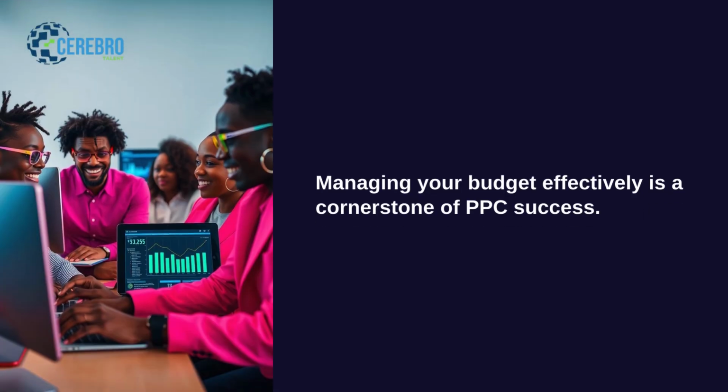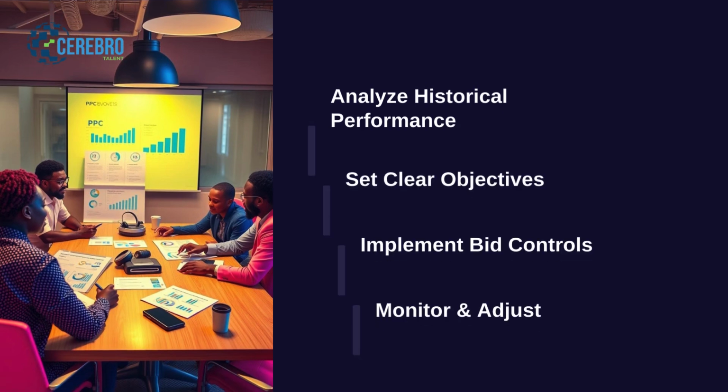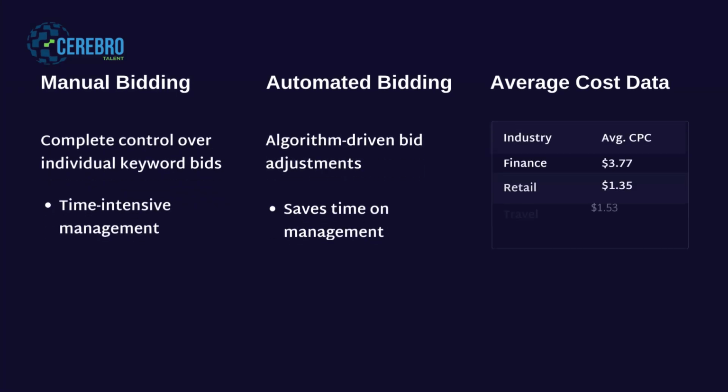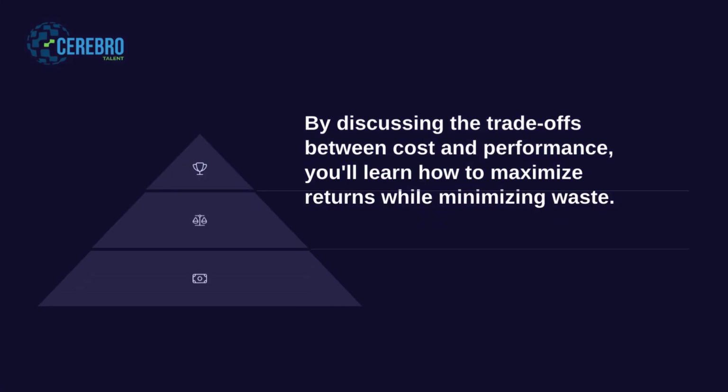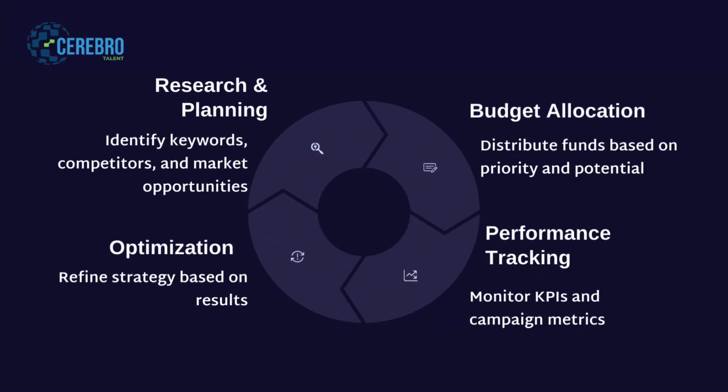Managing your budget effectively is a cornerstone of PPC success. In this scene, we outline strategies for setting realistic budgets and controlling bids. Diagrams illustrate bid strategies such as manual versus automated bidding, and data sets provide insights into average costs and budget allocation. By discussing the trade-offs between cost and performance, you'll learn how to maximize returns while minimizing waste. This practical guidance ensures that you can confidently manage your PPC spend while driving optimal campaign results.